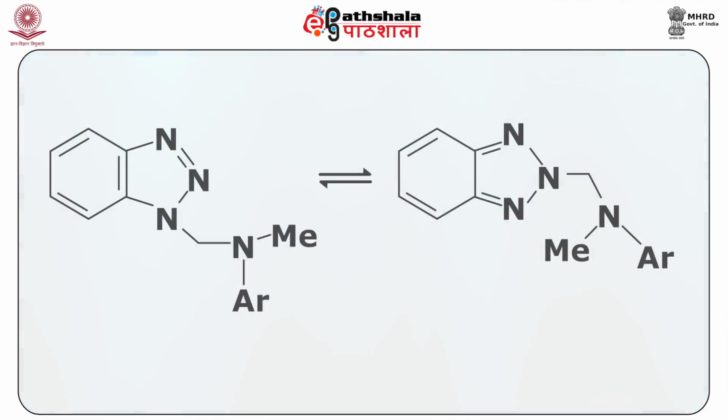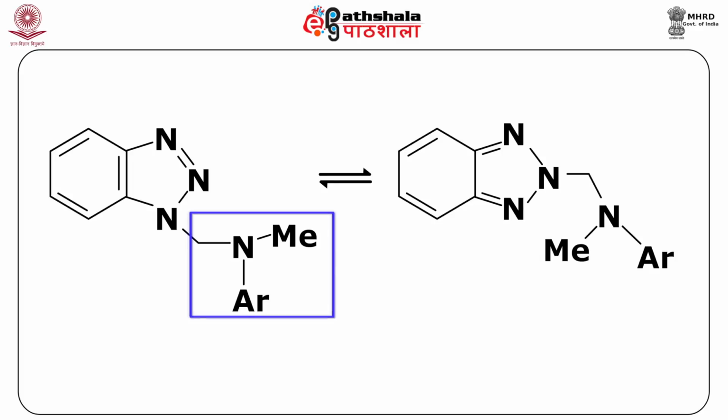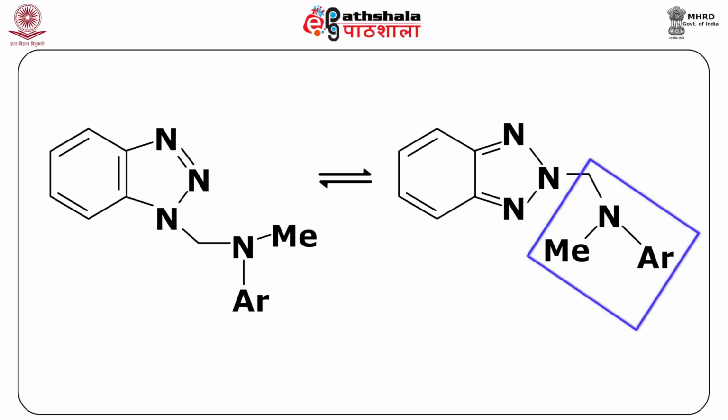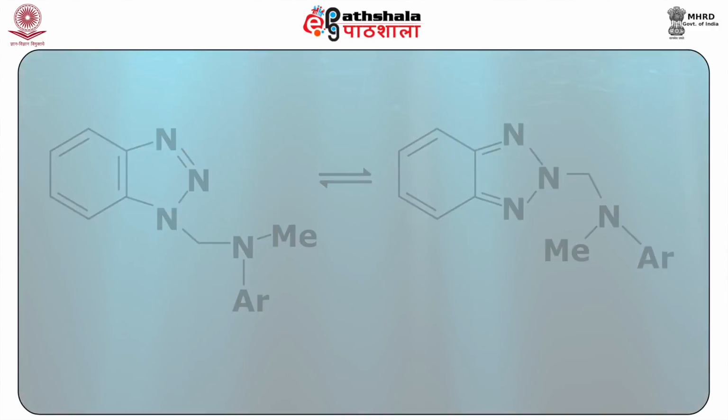So, for example, look at this particular case as shown here, the tautomerism of 1 and 2 N-disubstituted aminomethyl benzotriazoles, and here you can see this particular group, that is CH2 joined to N, aryl and methyl, this entirely is earlier on this nitrogen, but then it shifts to the other nitrogen and gives rise to this particular case of tautomerism.